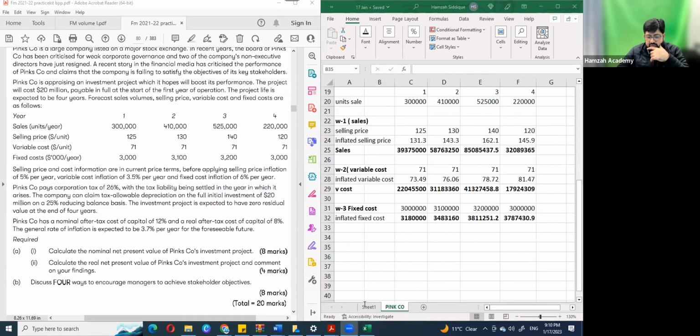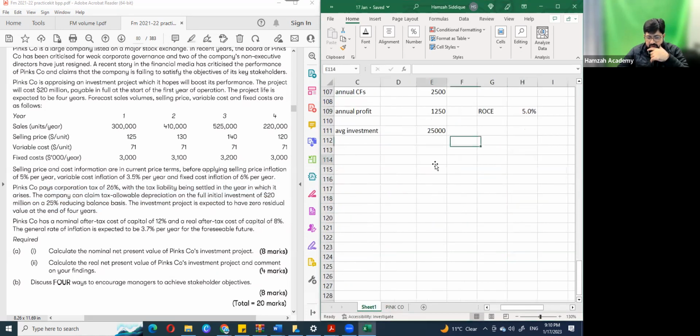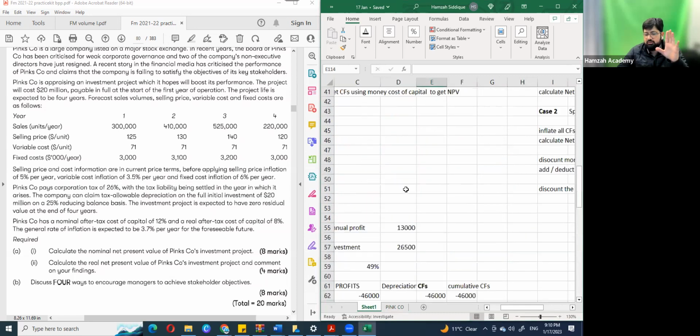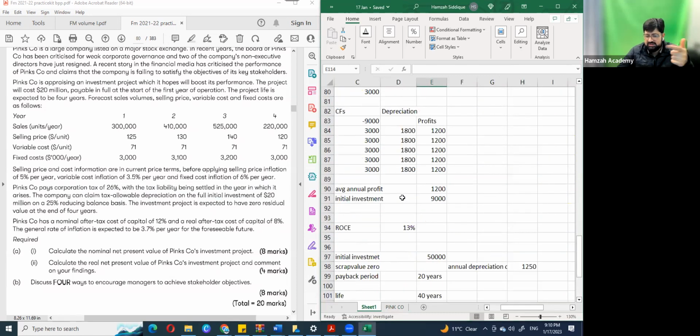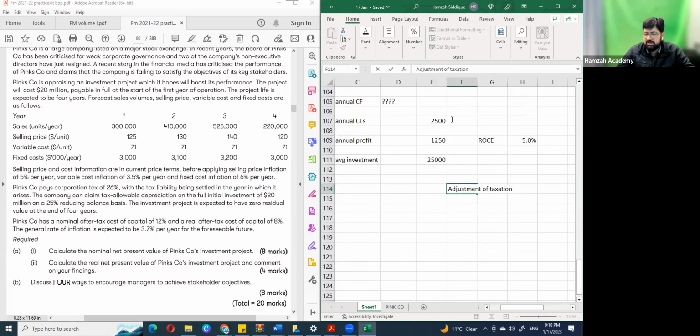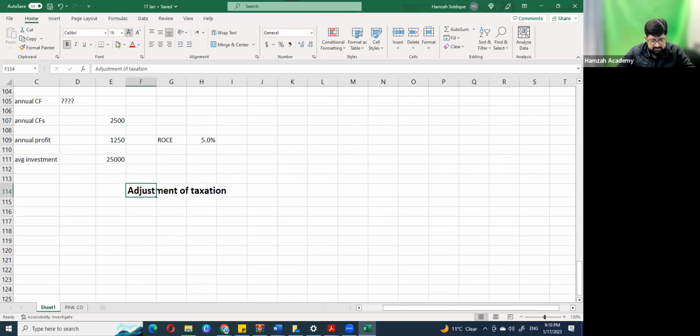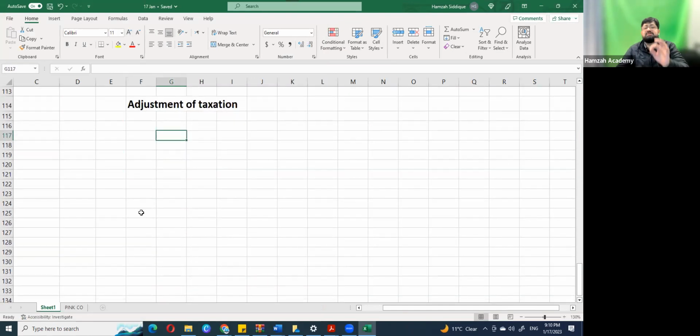We will come to the studies where we are doing. So inflation adjustment we have studied, but it's practice we are doing, okay? But we need to discuss one small topic, adjustment of taxation. Let me complete it. Then let me discuss this small topic. Then I'll come back to the question again. Okay, adjustment of taxation, because its adjustment is present in the question.